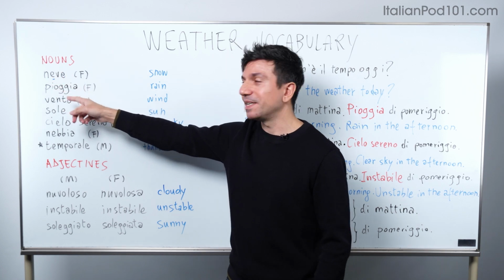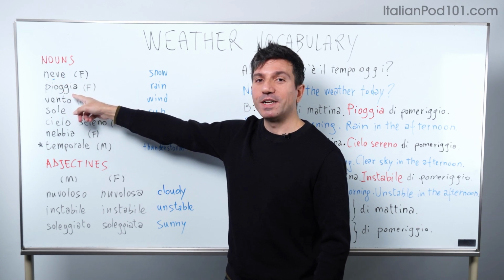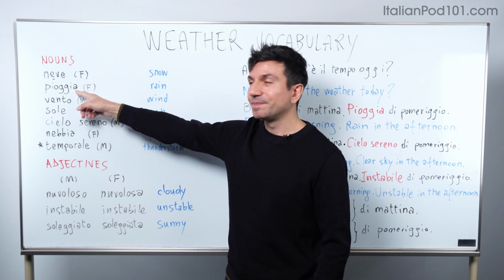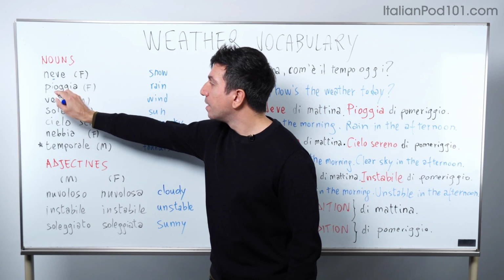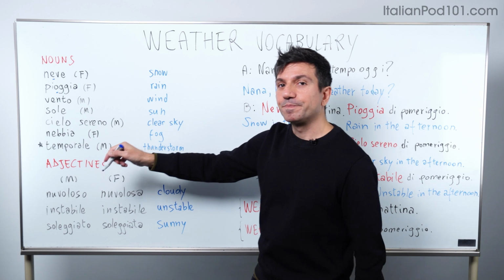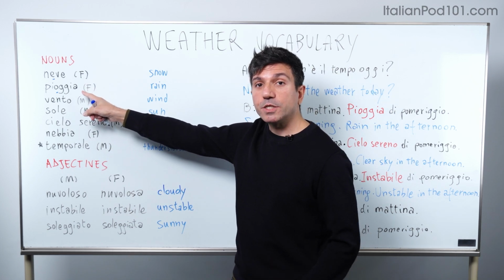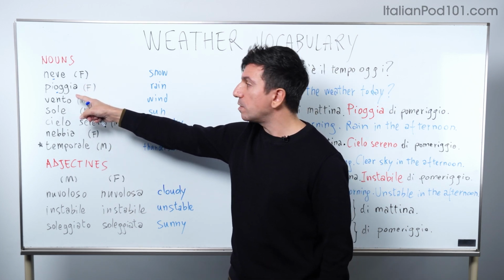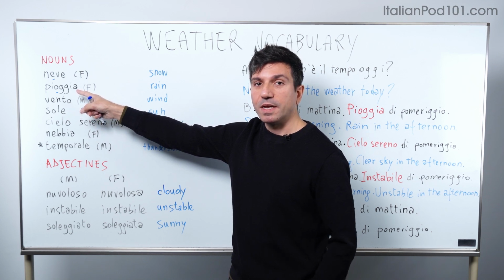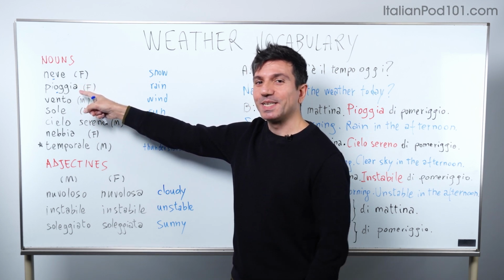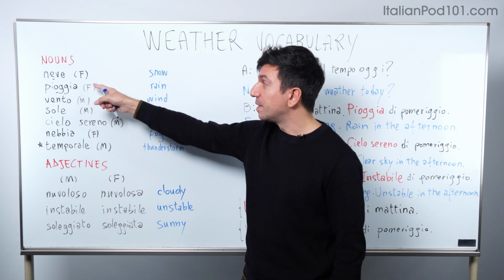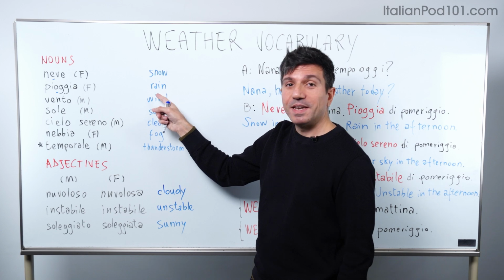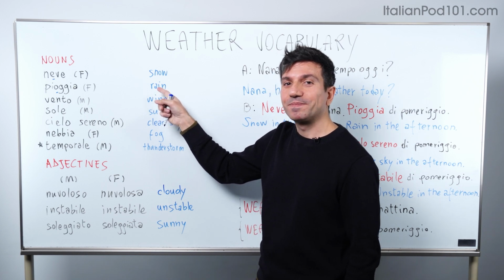Okay, the next is pioggia. The accent is on O. And pay attention to this double consonant sound. It's a little strong. Già, pioggia. Pioggia is a female noun, like neve, and means rain.